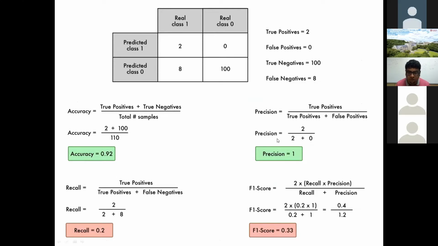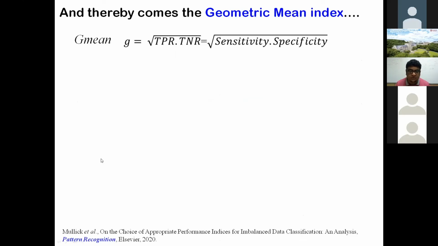there is class imbalance. In a class imbalance situation, the accuracy may be shown to be very high actually when it is very less. So thereby comes the G mean index. In this particular paper, which was published, I think, in 2021, although accepted in 2020, on the choice of appropriate performance indices for imbalanced class data classification, we show that indices like G mean, which is basically a geometric mean of sensitivity and specificity, or true positive rate times true negative rate, that actually is very good.